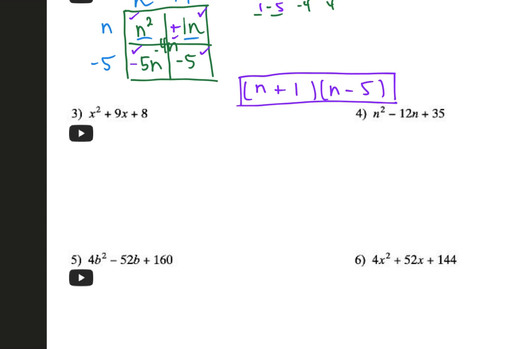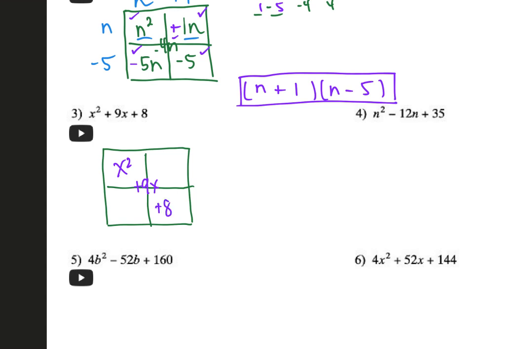All right, number 3. So right away I know there's no GCF since A is equal to 1. So that means there can't be any number that they have in common other than 1. So I know that I can go straight to my box. X squared plus 9x plus 8.